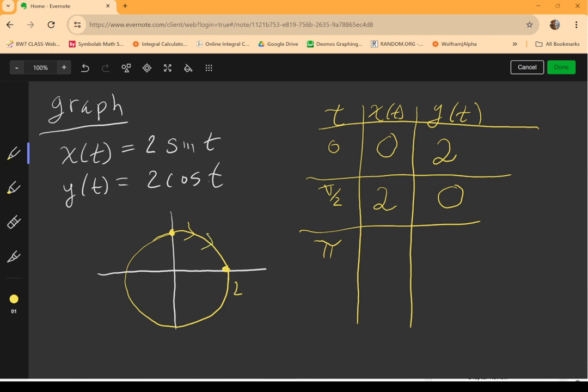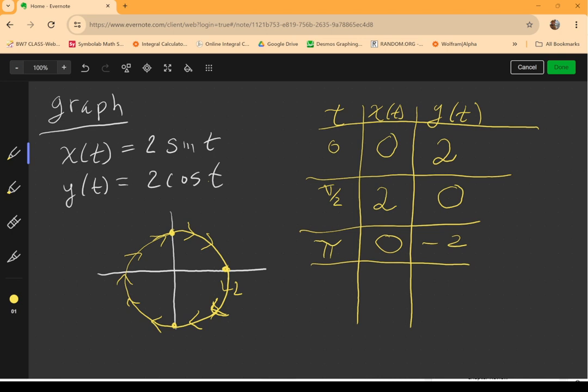So we see the orientation is much different than the previous formulation. Now at pi, just to confirm, sine of pi is 0, so times 2 is still 0. And then when I plug in the y, cosine of pi is -1, times 2 is -2. That leads me to the point (0, -2), which is down here. As we can see, we do indeed have a circle with an orientation that is clockwise.